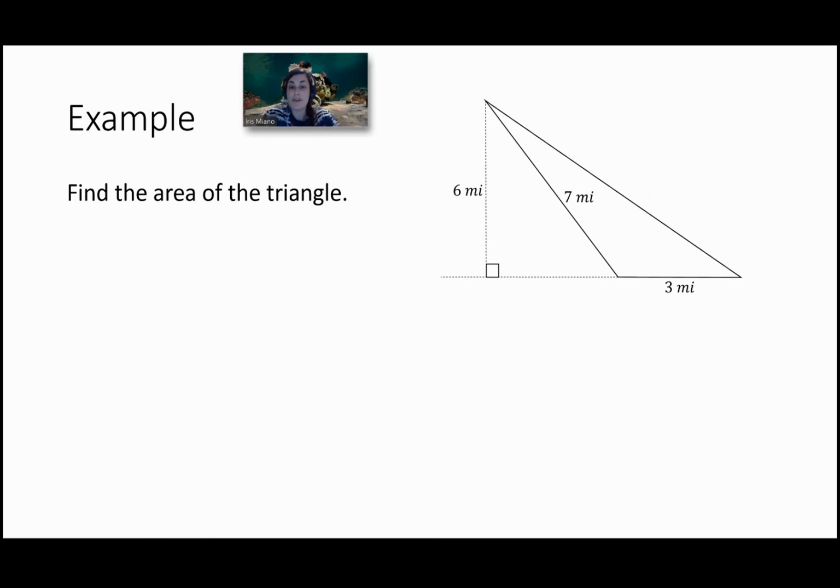All right, moving on. Ooh, let's find the area of this triangle, and this one's a little bit trickier, but it's still, remember, same formula. Area equals 1/2 base times height. So we just have to be able to identify what's the base, what's the height.